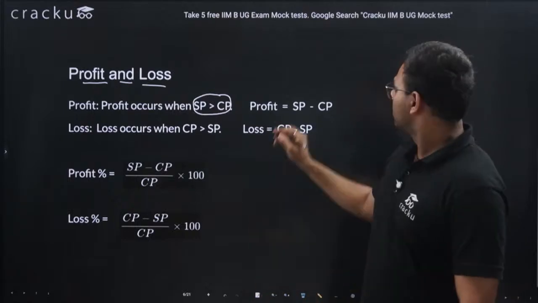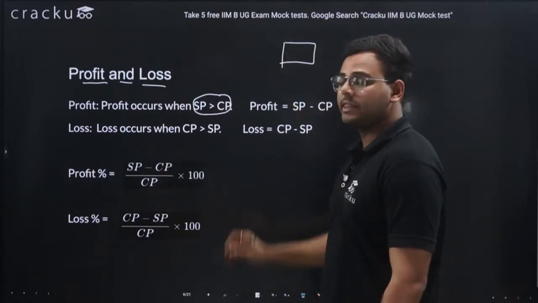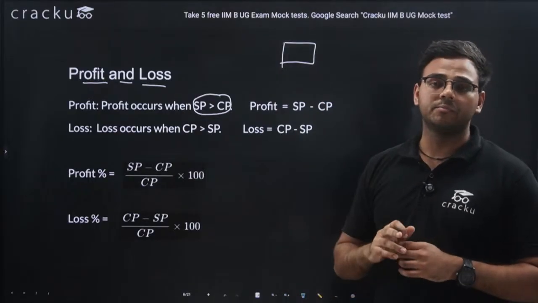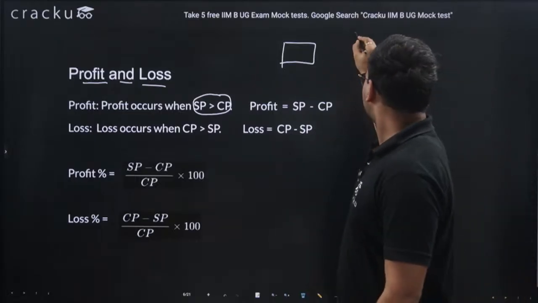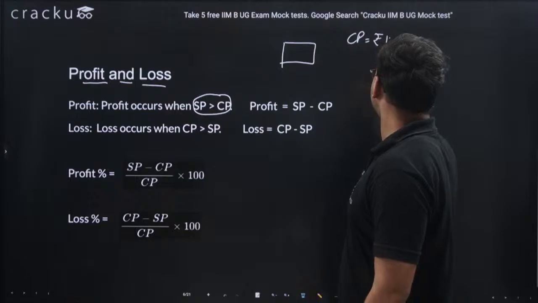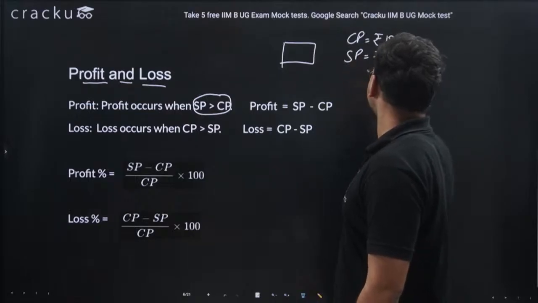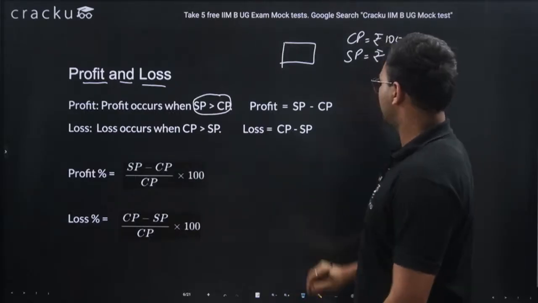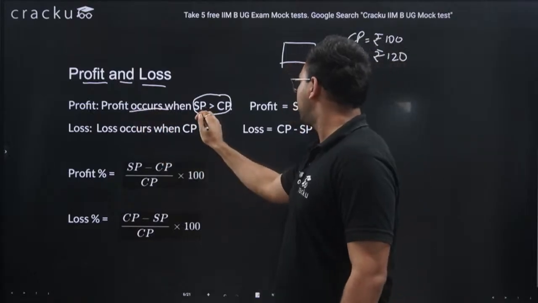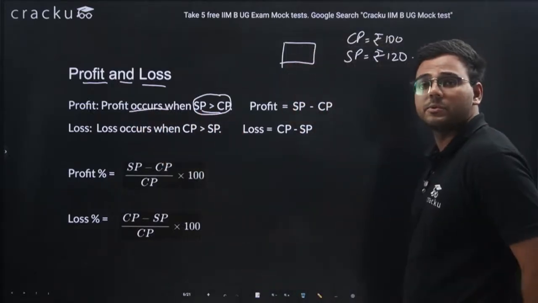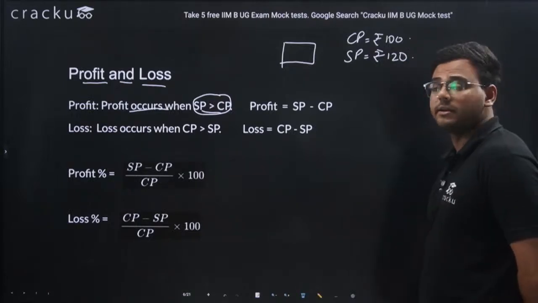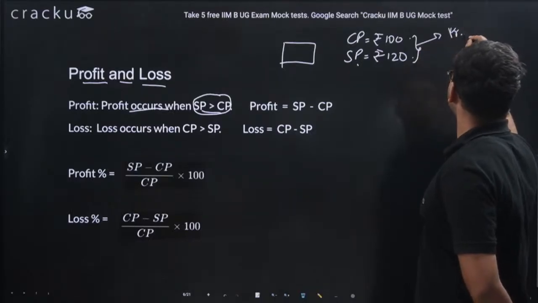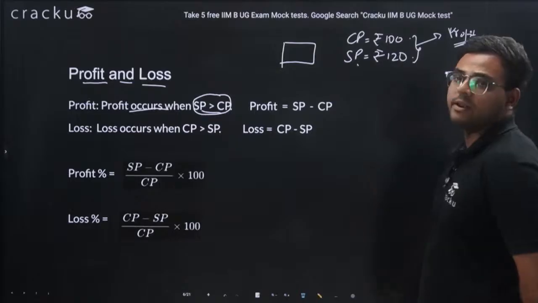In the previous example, for the box, as a shopkeeper I was paying rupees 100 and charging rupees 120 for that item. So the cost price was rupees 100 and the selling price was rupees 120. Profit occurs when selling price is greater than cost price. You can clearly see that the selling price, rupees 120, is greater than the cost price, rupees 100, so this will lead to a profit.